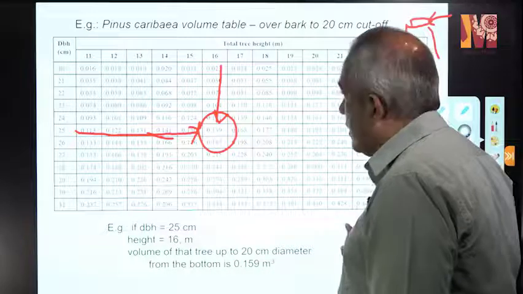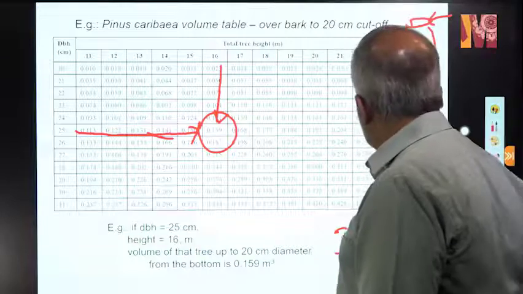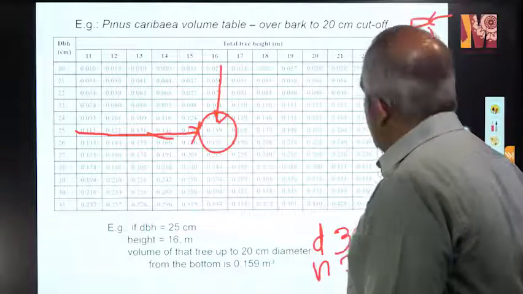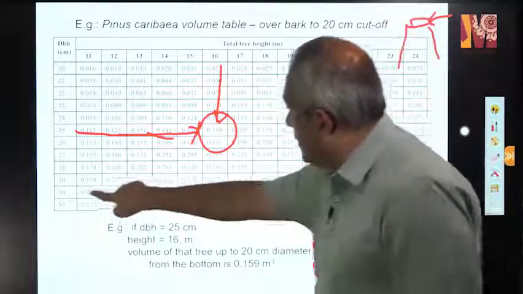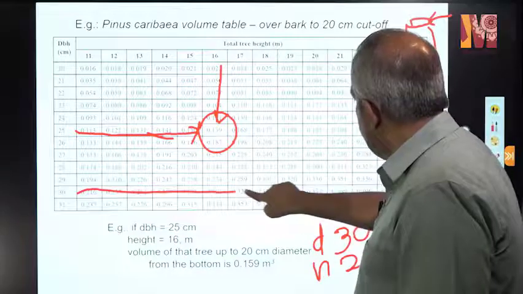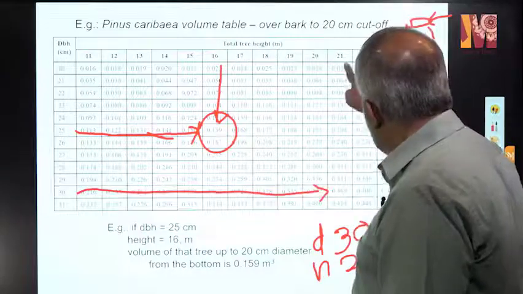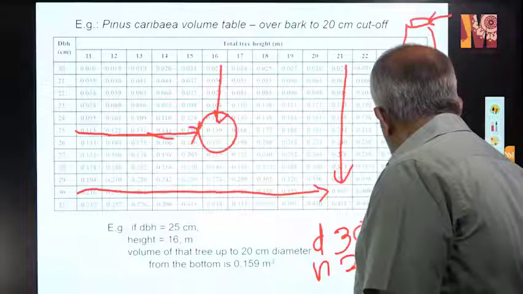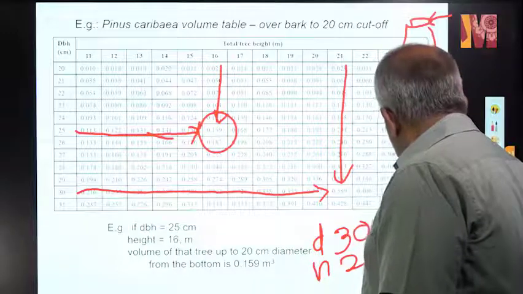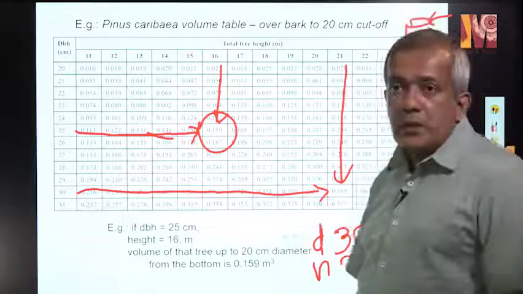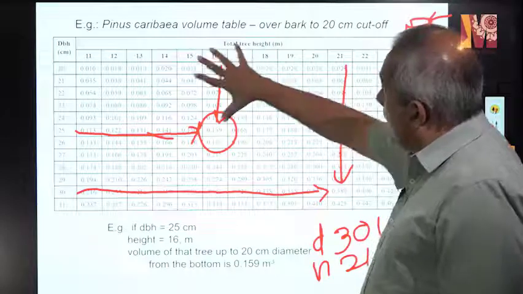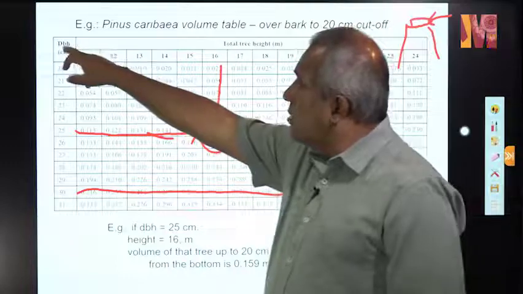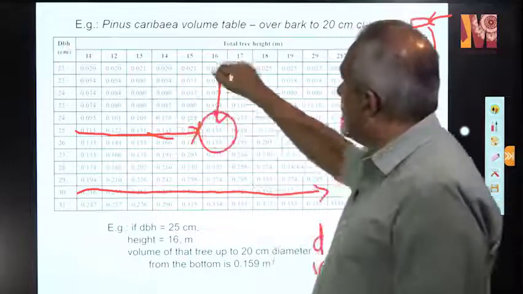If there is another tree with diameter say 30 and height 21, we have the diameter 30, height 21, and the volume is 0.389. This is how we use a table. We call this a two parameter volume table because you have to measure two parameters: parameter 1 DBH, parameter 2 total tree height.